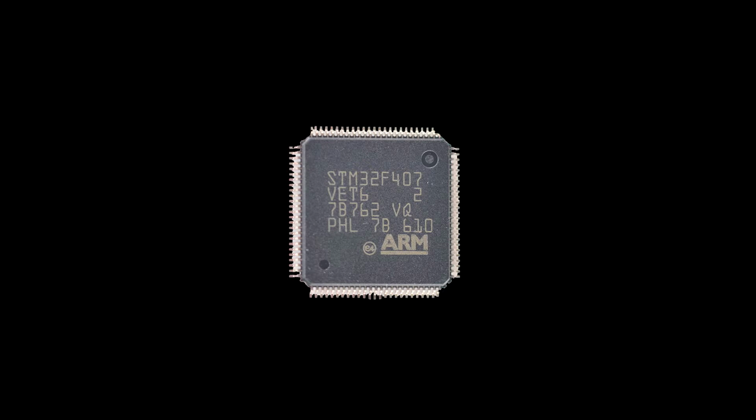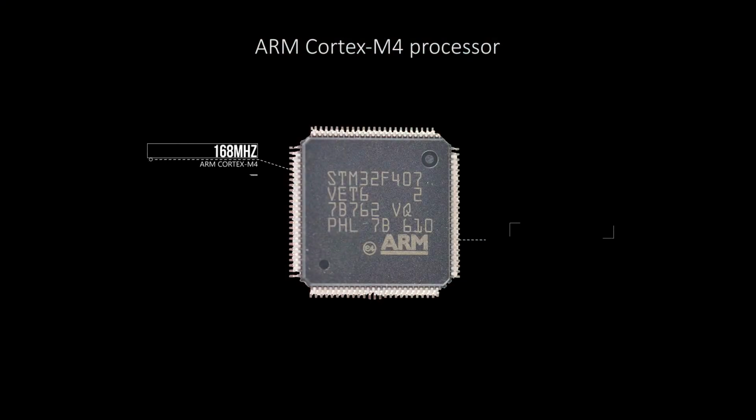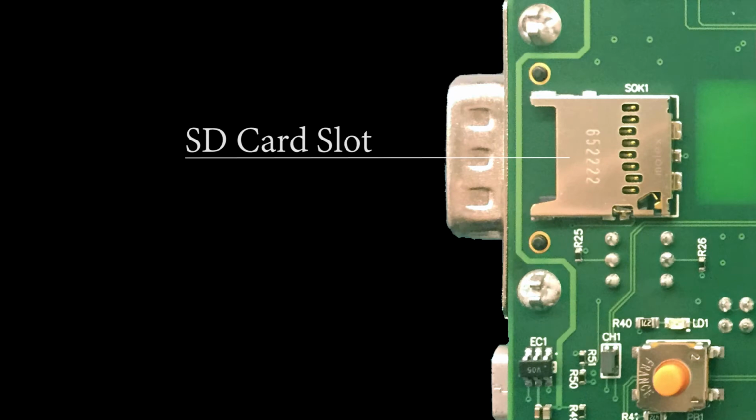STM32F407IGH6, the CutiPy has an ARM Cortex M4 processor running at 168 MHz with 192 kilobytes of SRAM, 1 megabyte of internal flash, and provides an SD card slot for additional storage.